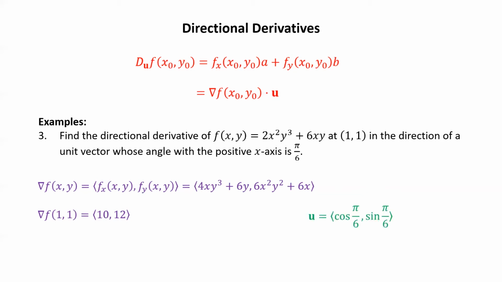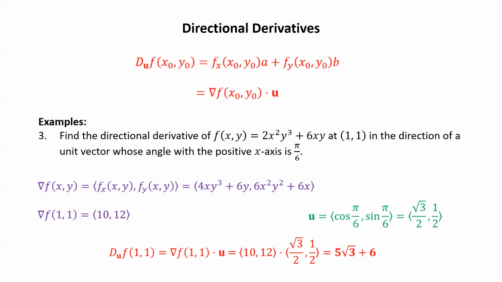The unit vector we want, remember, is cosine pi over 6, sine pi over 6, which is √3 over 2, 1/2. So to get the directional derivative of f in the direction u at 1, 1, we just take the dot product of the gradient of f at 1, 1 with the unit vector u that we just found. So that's 10, 12 dot √3 over 2, 1/2, which comes out to 5√3 plus 6.